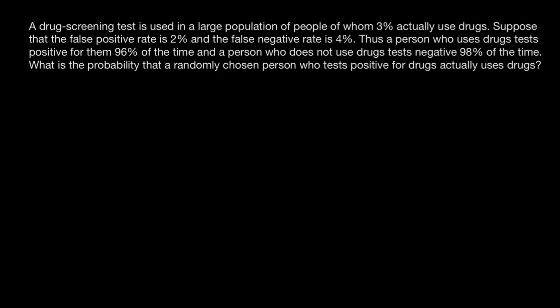Bayesian statistics. And here's a problem. A drug screening test is used in a large population of people, of whom 3% actually use drugs. Suppose that the false positive rate is 2% and the false negative rate is 4%. Thus, a person who used drugs tests positive for them 96% of the time, and a person who does not use drugs tests negative 98% of the time. What is the probability that a randomly chosen person who tests positive for the drugs actually uses drugs?